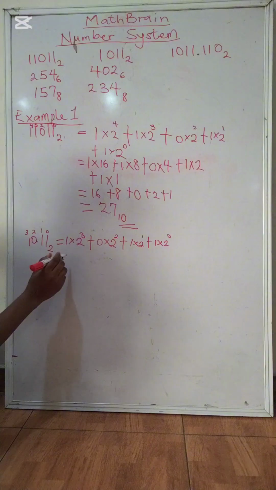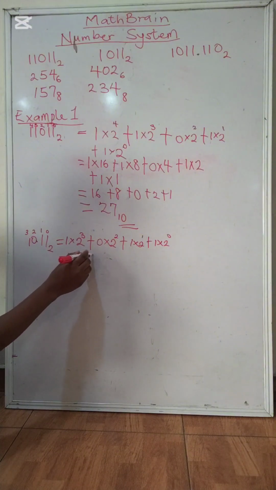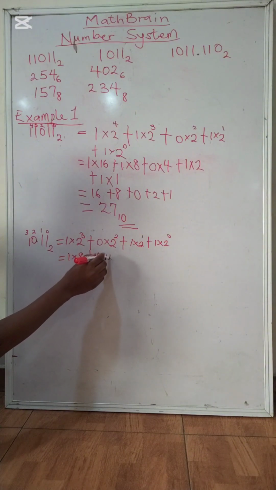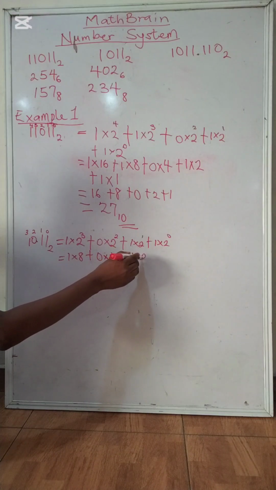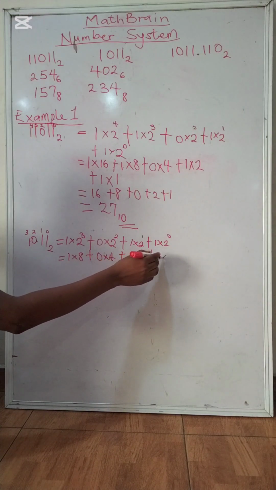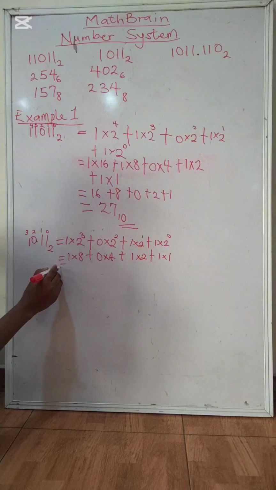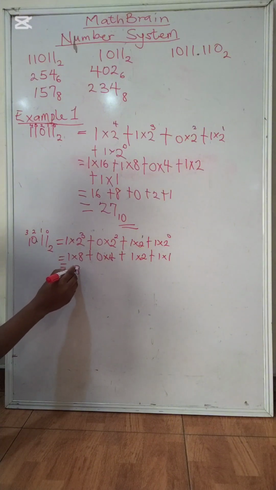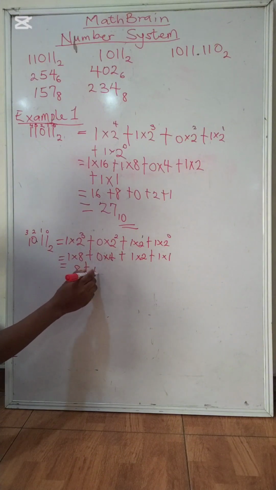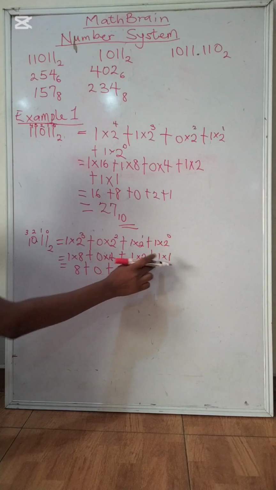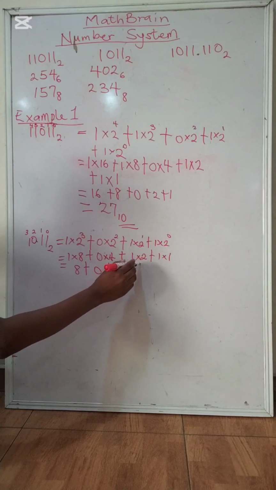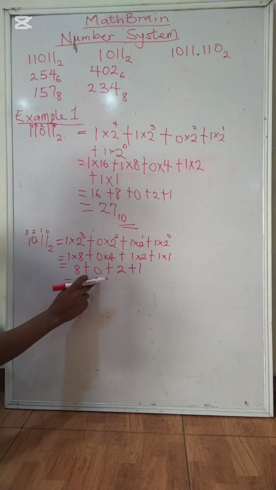And that gives us 1 times 8 plus 0 times 4 plus 1 times 2 plus 1 times 1. So we have 1 times 8 is 8, plus 0 times 4 is 0, plus 1 times 2 is 2, and 1 times 1 is 1. So 8 plus 0 plus 2 plus 1 equals 11 base 10.